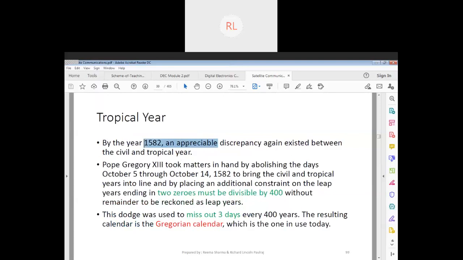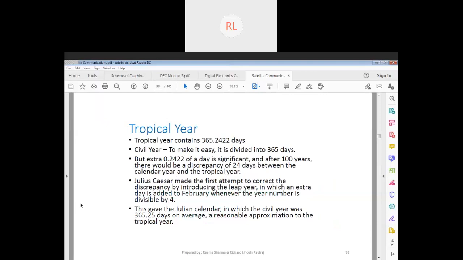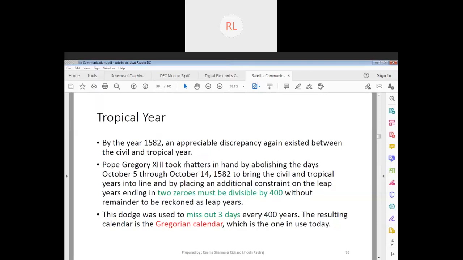This gave us the Julian calendar, in which the civil year was 365.25. But still, it's an approximation. 0.2422 is not equal to 0.25, so there is still some discrepancy, but not as large as the one that was causing about 24 days of difference between the tropical and the civil calendar. So a reasonable approximation to the tropical year was achieved.